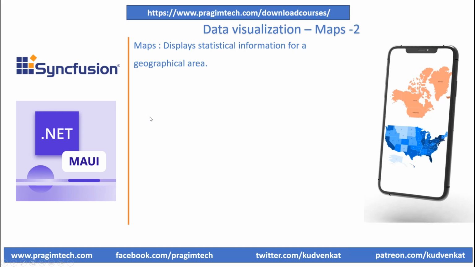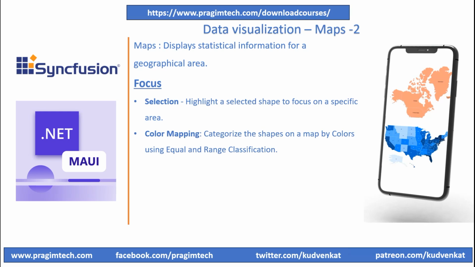In this session, we will focus on the rest of the features of the Syncfusion maps control, such as selection, which highlights a shape to focus attention on a specific area. Color mapping categorizes the shapes on a map by customizing their color based on their underlying data. We will also focus on map bubbles, which add information to shapes such as population density and number of users. Bubbles can be rendered in different colors and sizes based on the settings of their assigned shape.